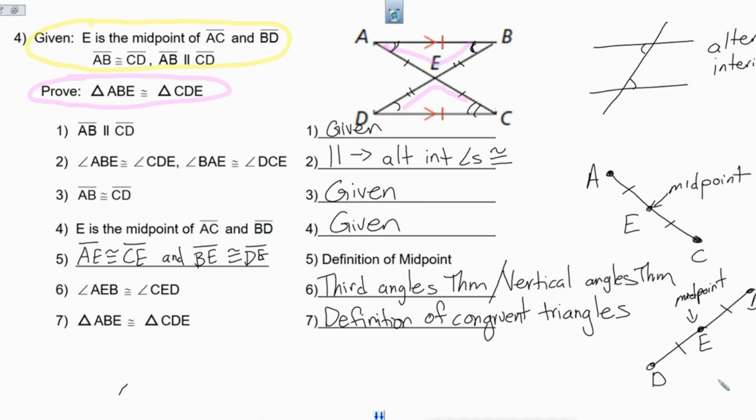Now, on your assignment today, please make sure that you are using the information on the side that tells you what you can fill in for the blanks.